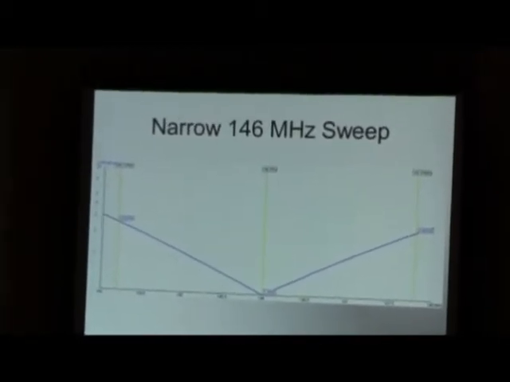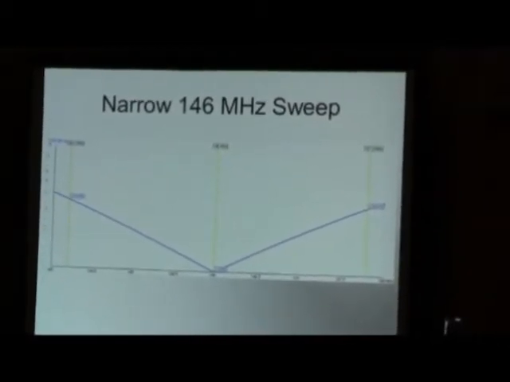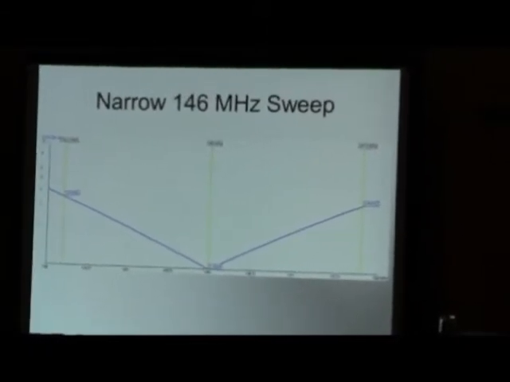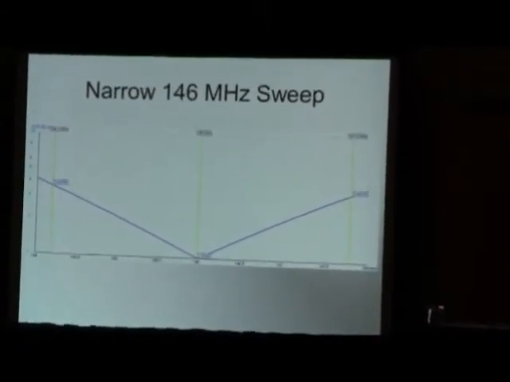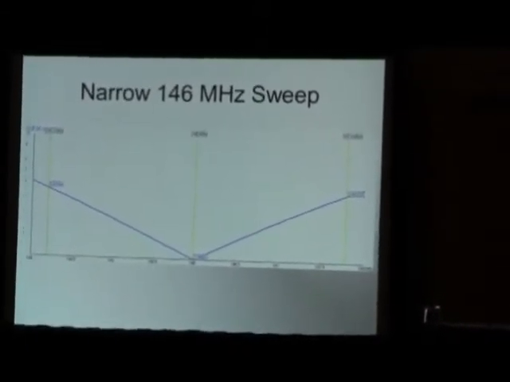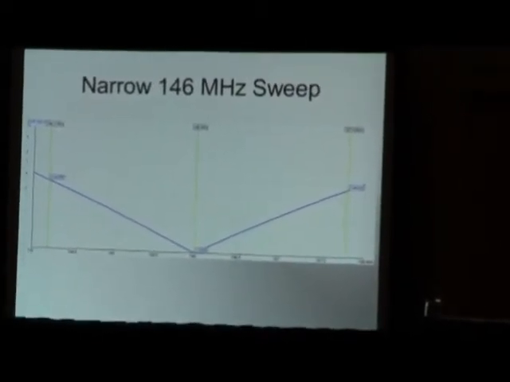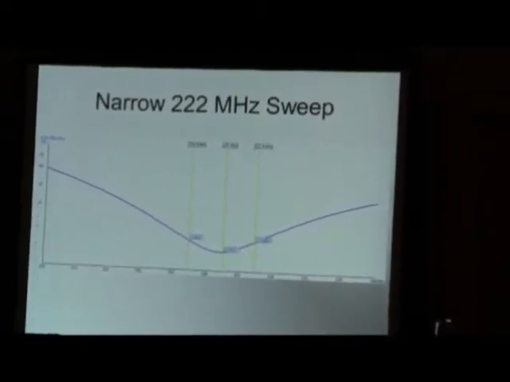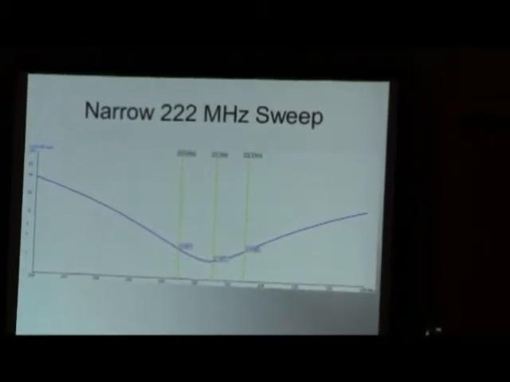And here is a narrow 146 MHz sweep. So there is less bandwidth here. You can see that the pattern is a little more steep. And here is the narrow 222 megahertz sweep.